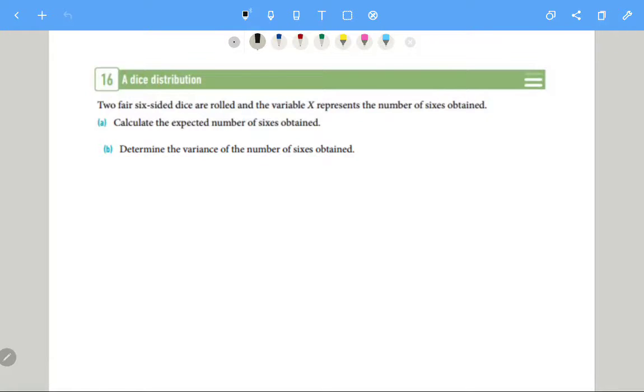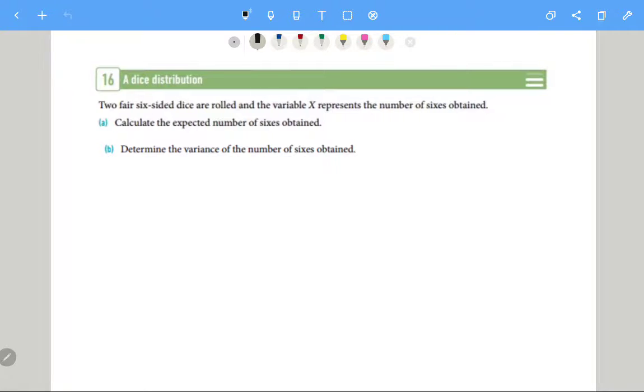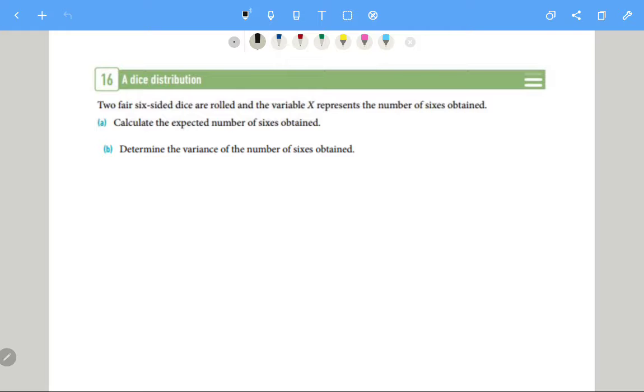So let's look at another example. Two fair six-sided dice are rolled and the variable x represents the number of sixes obtained. Alrighty, well, first of all, let's just think about the possible outcomes. Well, if you get no sixes, 1 six, or 2 sixes, right? Those are the only possible outcomes of this particular one, right?